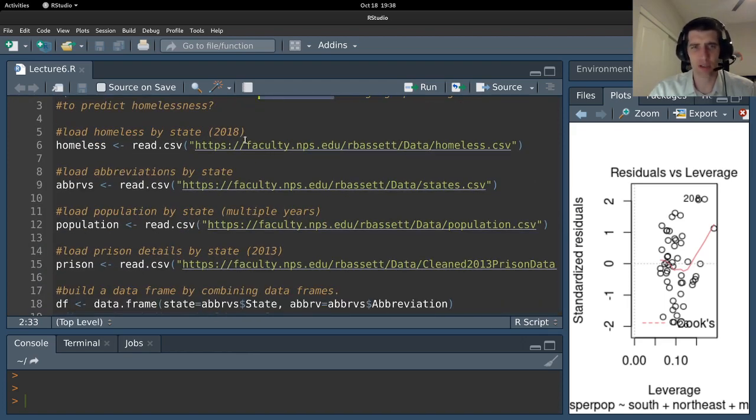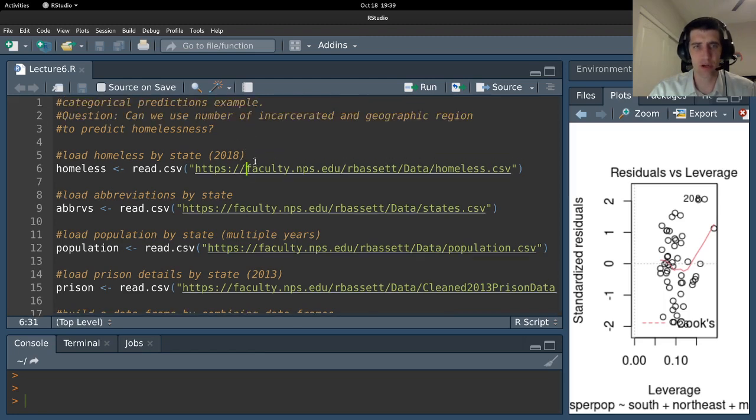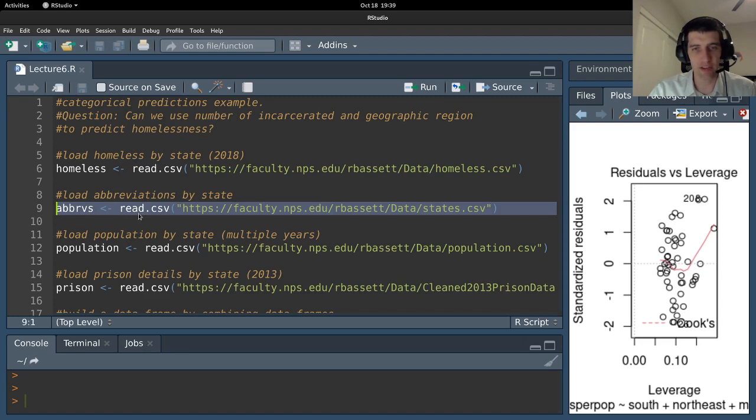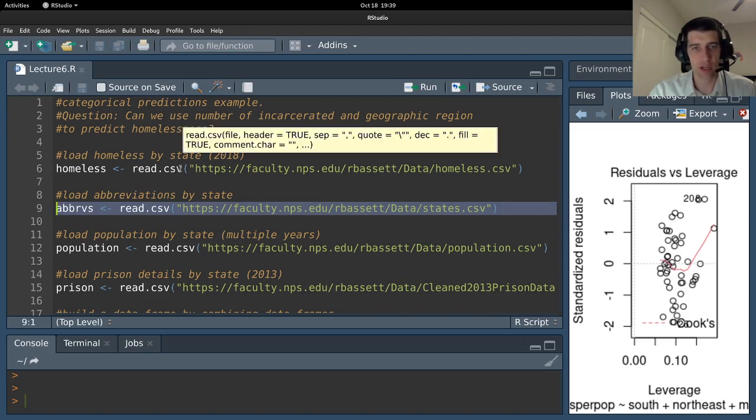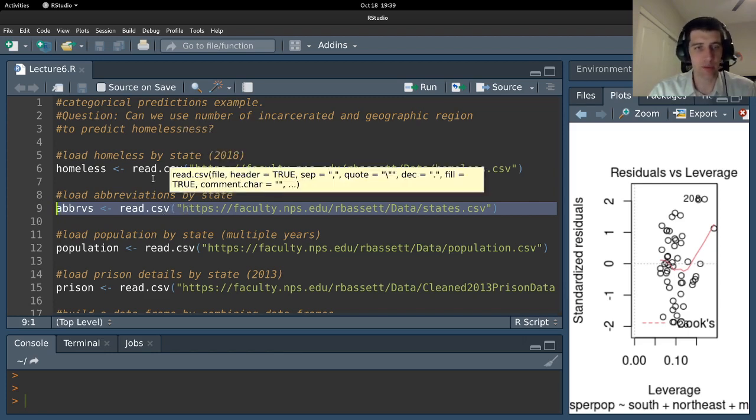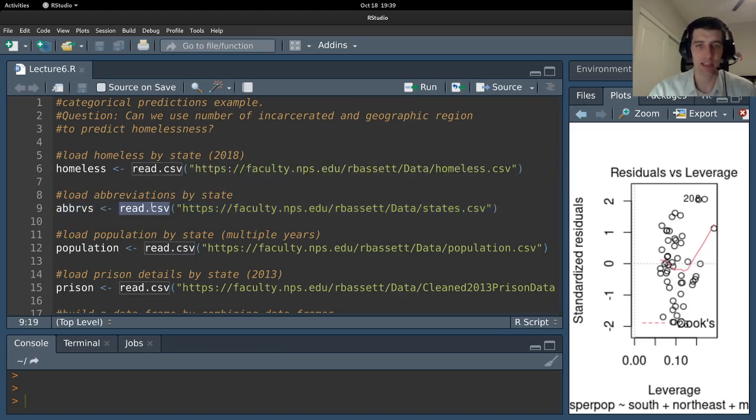So what I'm going to do here is I have a CSV for each of the variables I'm interested in. So I have homelessness by state. I have population by state. That allows me to turn these counts of homeless and incarcerated into rates. And I also have this helper data frame, which is the abbreviations for each of the states. The reason for that is that some of the CSVs code their states as abbreviations, like California is CA, and some of them just write out the full state. And so with this data frame, I can link the two of them.